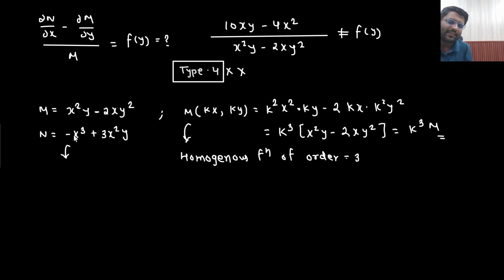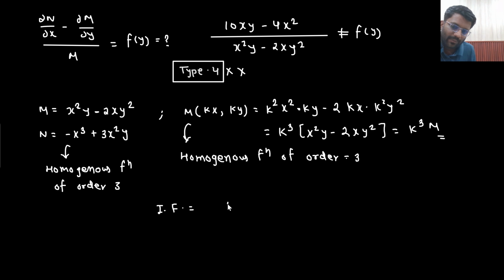You can directly see that if in place of x I put kx, in place of y I put ky, k to the power 3 will come outside. So this is also a homogeneous function of order 3. And if both are homogeneous functions of the same order, then my integrating factor would be nothing but 1 upon Mx plus Ny. This will be my integrating factor.